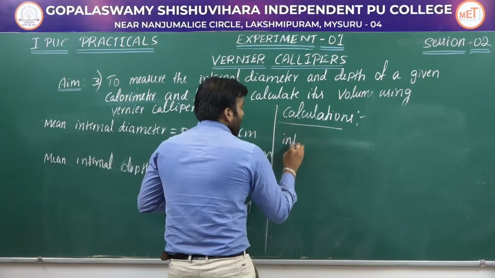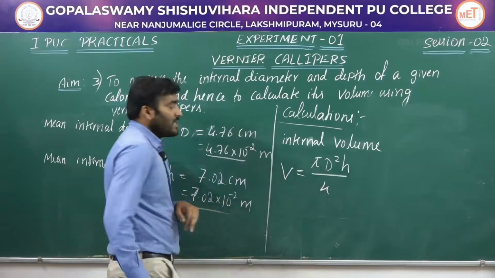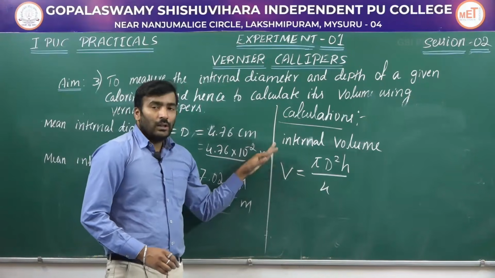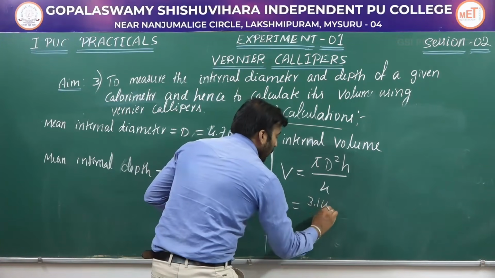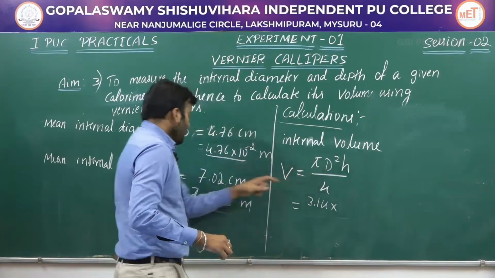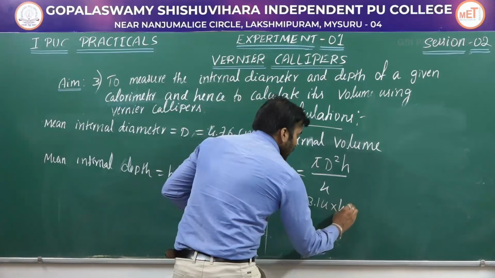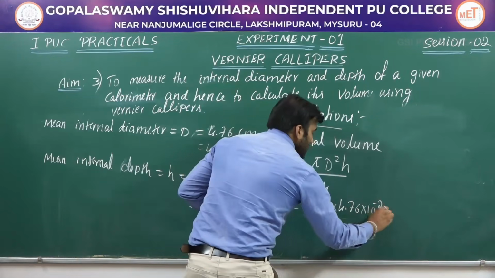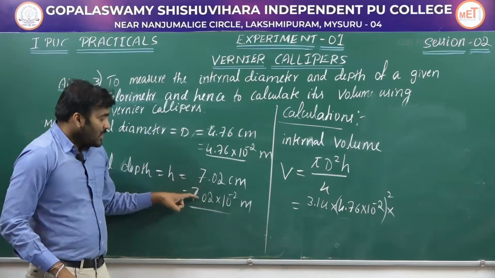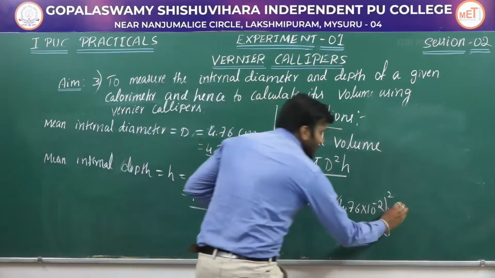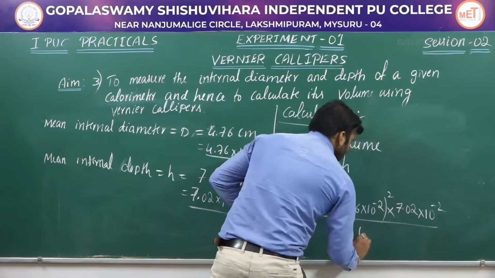The internal volume is given by pi D square H divided by 4. This is the formula for finding the internal volume of the calorimeter or a cylindrical object. Pi is 3.14 into D square. D is 4.76 into 10 power minus 2. Let us substitute that: 4.76 into 10 power minus 2 whole square into H. H is 7.02 into 10 power minus 2 meter. This whole divided by 4.